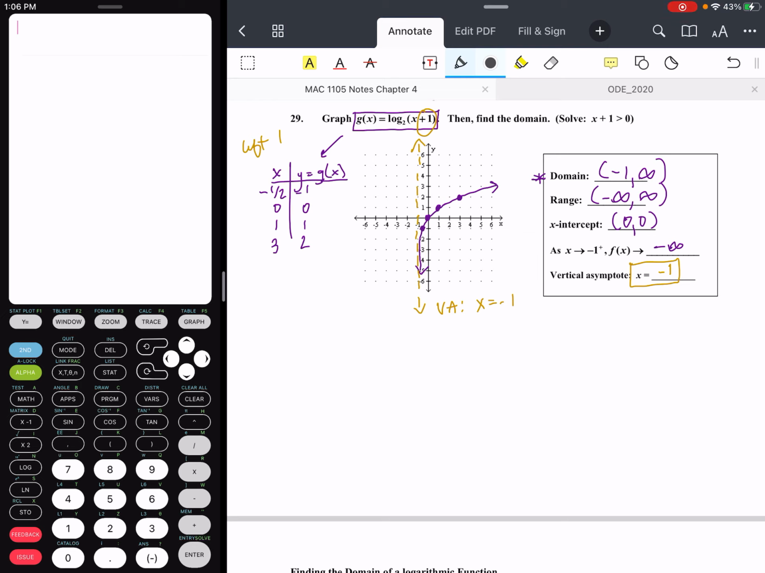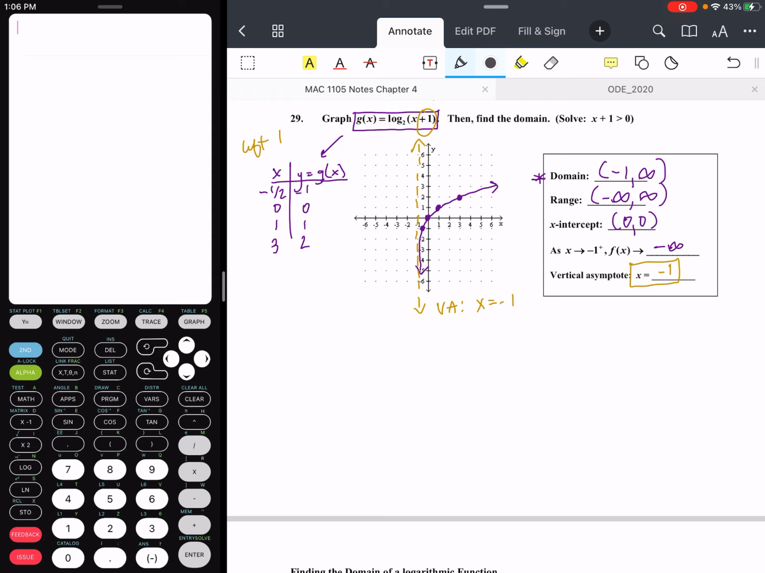In our last video, we worked on graphing logarithmic functions based on the fact that exponential functions are their inverse. And we're going to talk a little bit more about how to graph these log functions and then go into more detail about finding their domains. So I wanted to take another look at number 29.